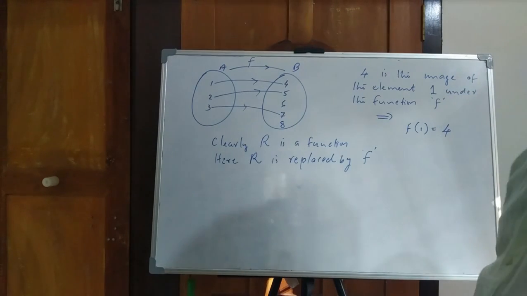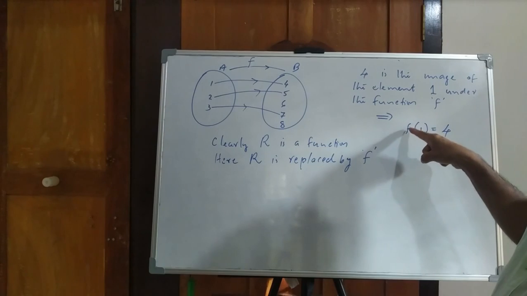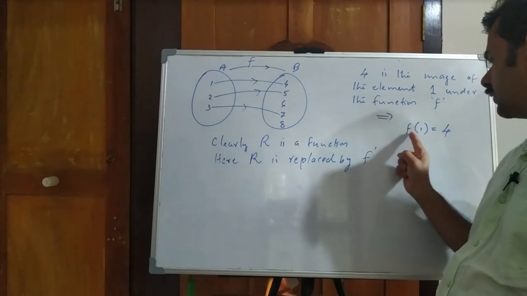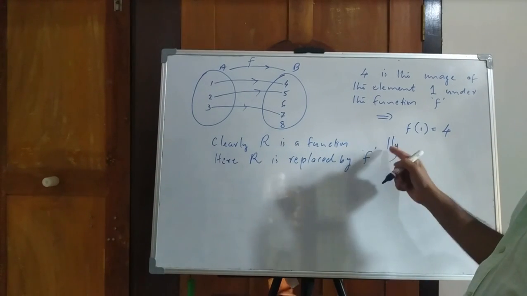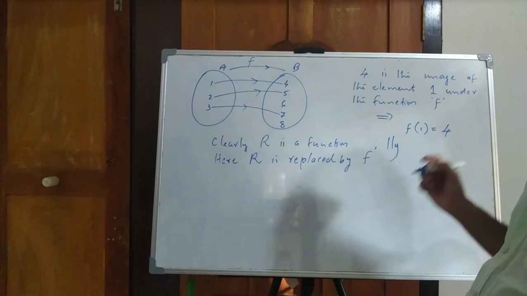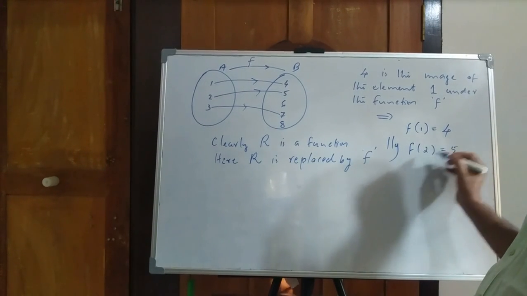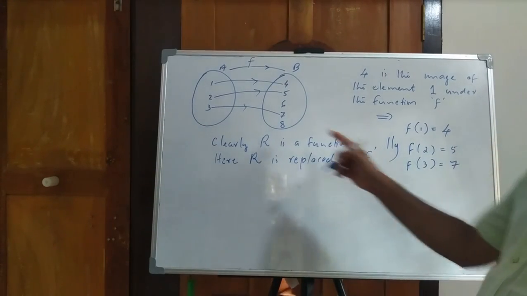So what is F of 1 equal to 4? The image of 1 under the function F is 4. F of 1 equal to 4. Similarly, F of 2 equal to 5. F of 3 equal to 7.